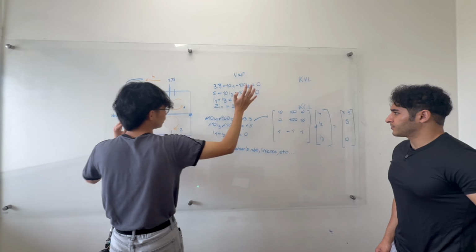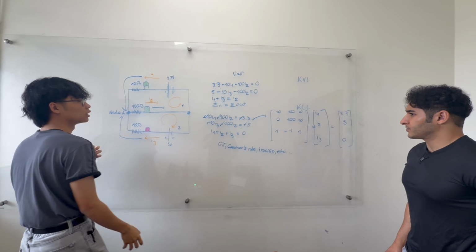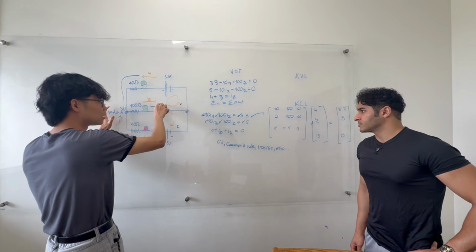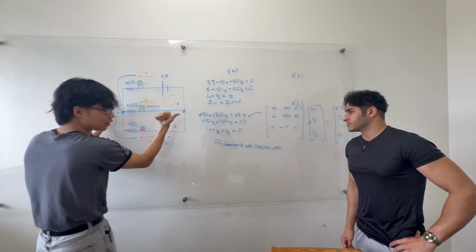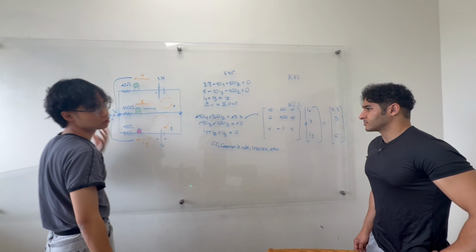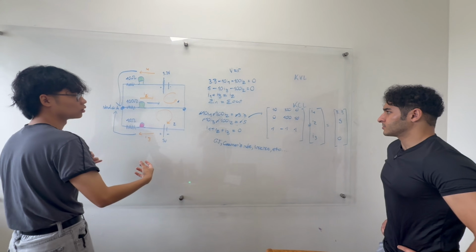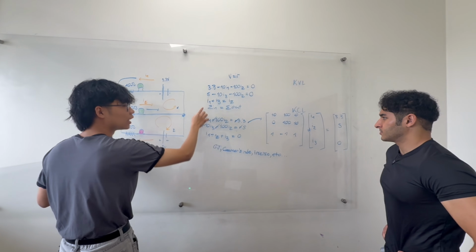We're going to be using KCL for our third equation. Note that these two currents are going into this one node. I2 is going to be the only current that's going out. So the sum of currents going into one node and leaving should be equal to each other. That's what we have, and that's what we got.